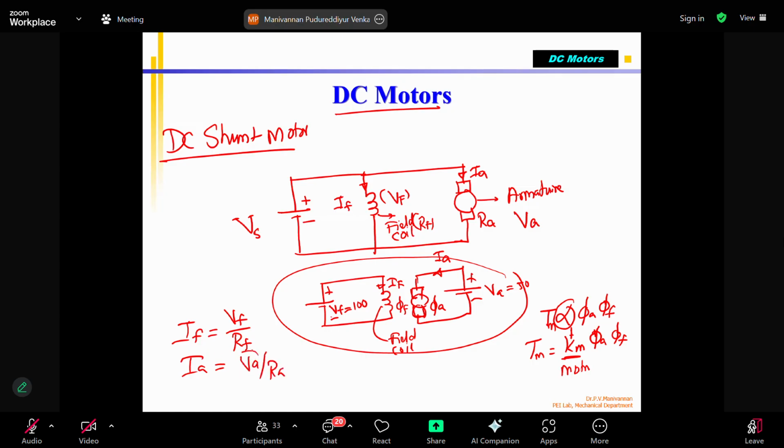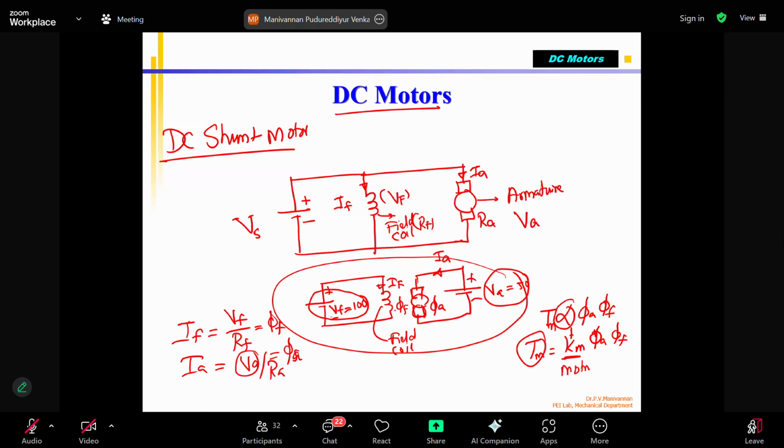By having different voltages, I can have different IA and different IF, so my phi F also can be different. Controlling is easy, correct? Phi F and IA can be controlled because I have two different sources. So the torque TM produced by the DC motor can be controlled by controlling the voltage applied to the armature coil or the voltage applied to the field coil, for a given armature resistance and field resistance.